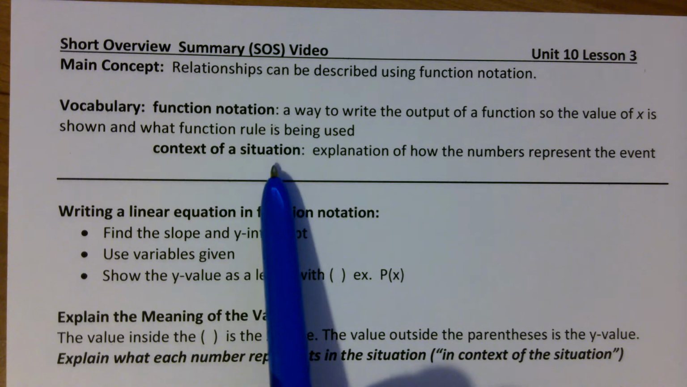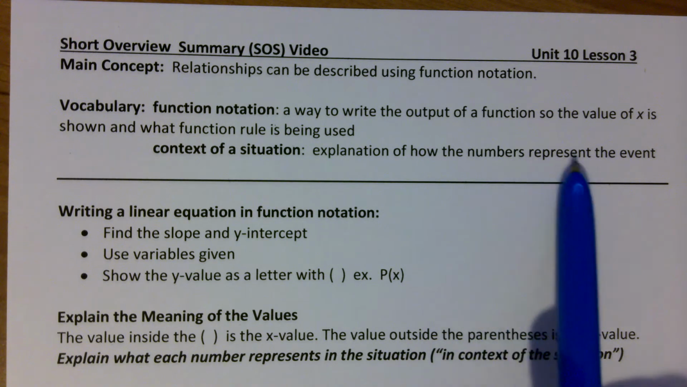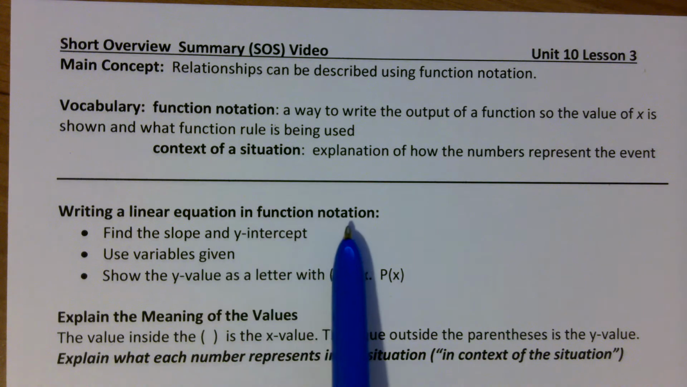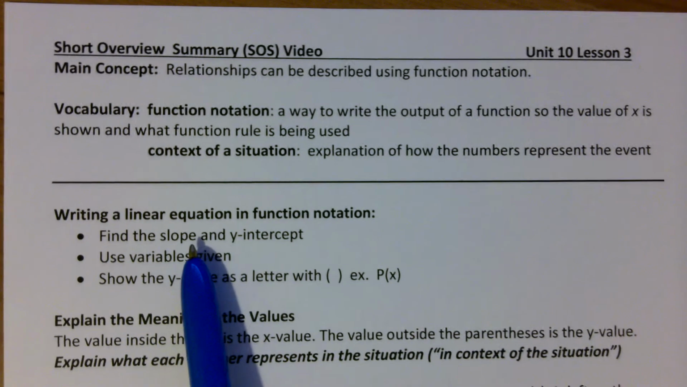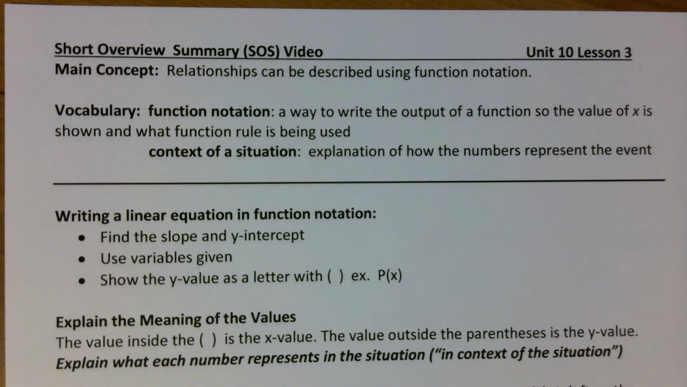If I ask you for the context of a situation, I'm asking you to explain how the numbers represent the event. So when we write a linear equation in function notation, we first need to find the slope and y-intercept. We look to see if there were variables given, and we need to use that. And the y value is shown as a letter with parentheses, for example, p of x.